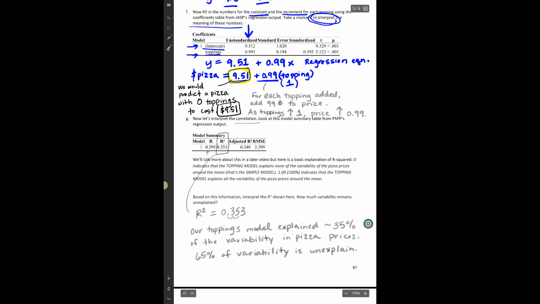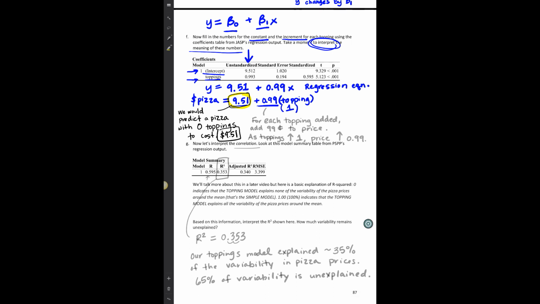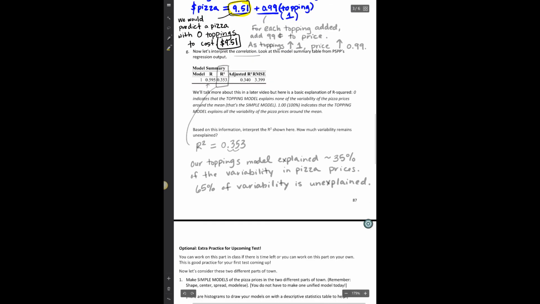So pizza price differences are not explained with just toppings. We would have to maybe look at other variables and add them to the model to explain more of that variability that we see. Okay, so that wraps up our introduction to running a regression, writing a regression equation and interpreting what it means, and interpreting how good our model is in terms of explaining the variation that we see.